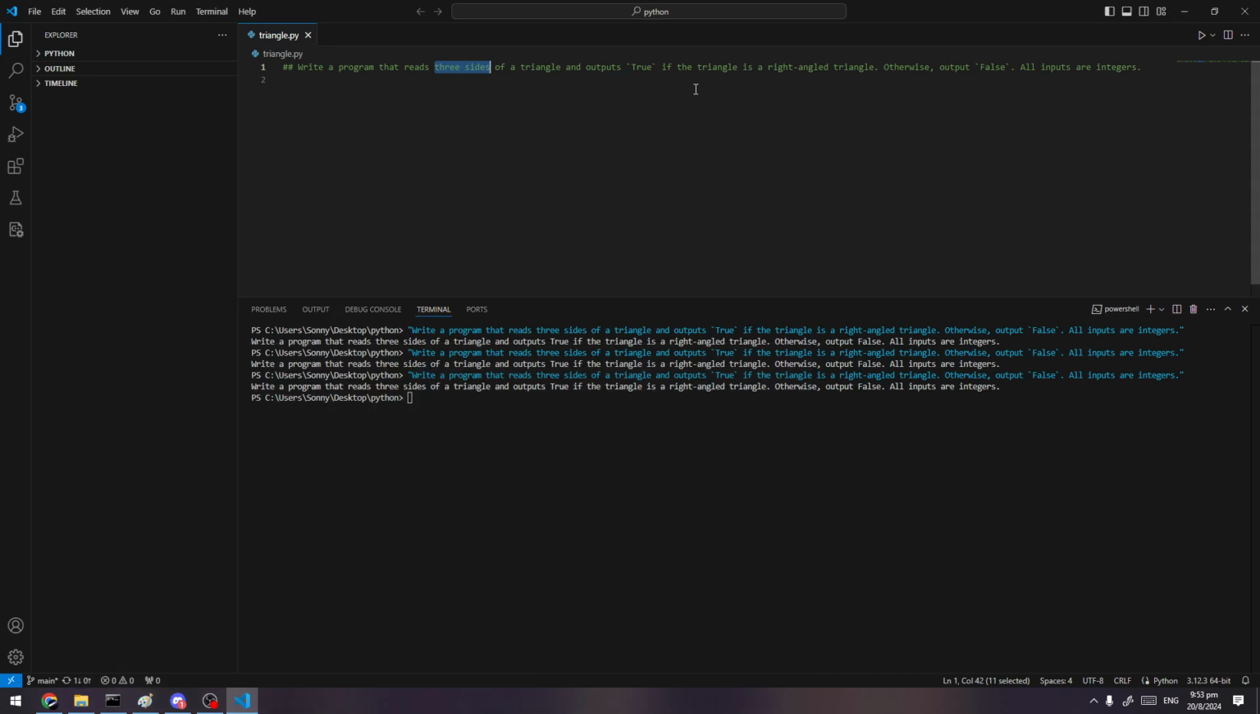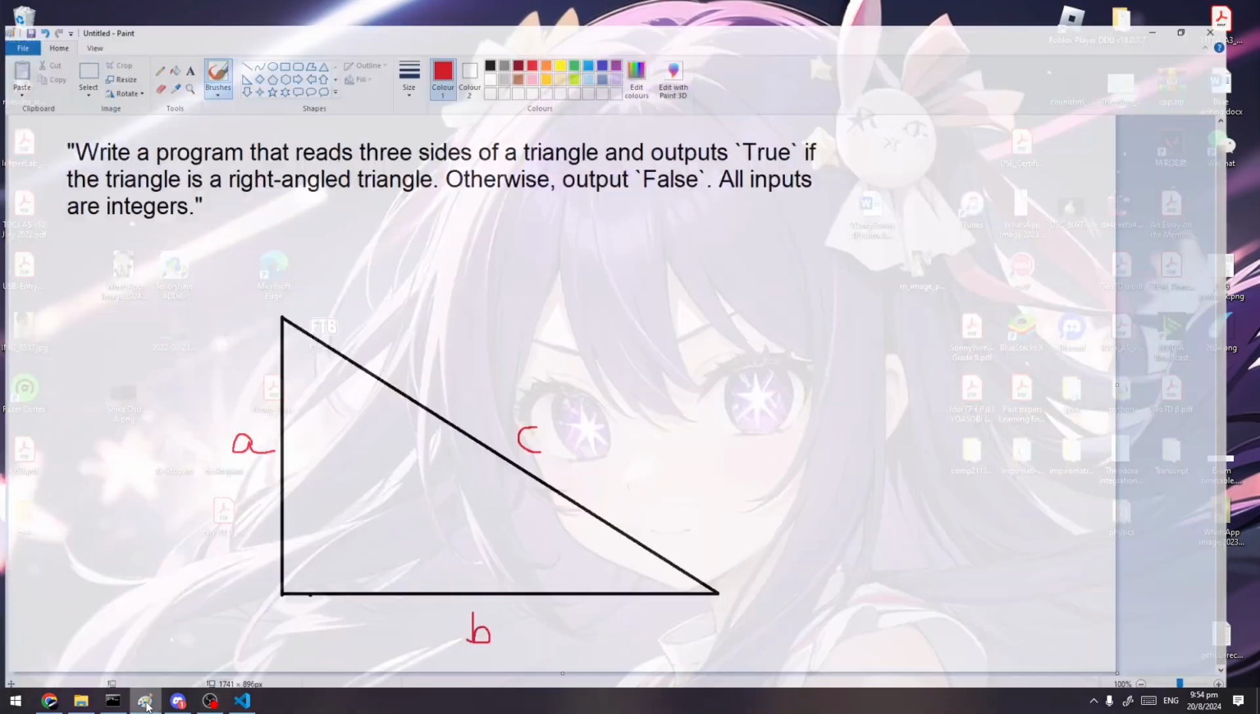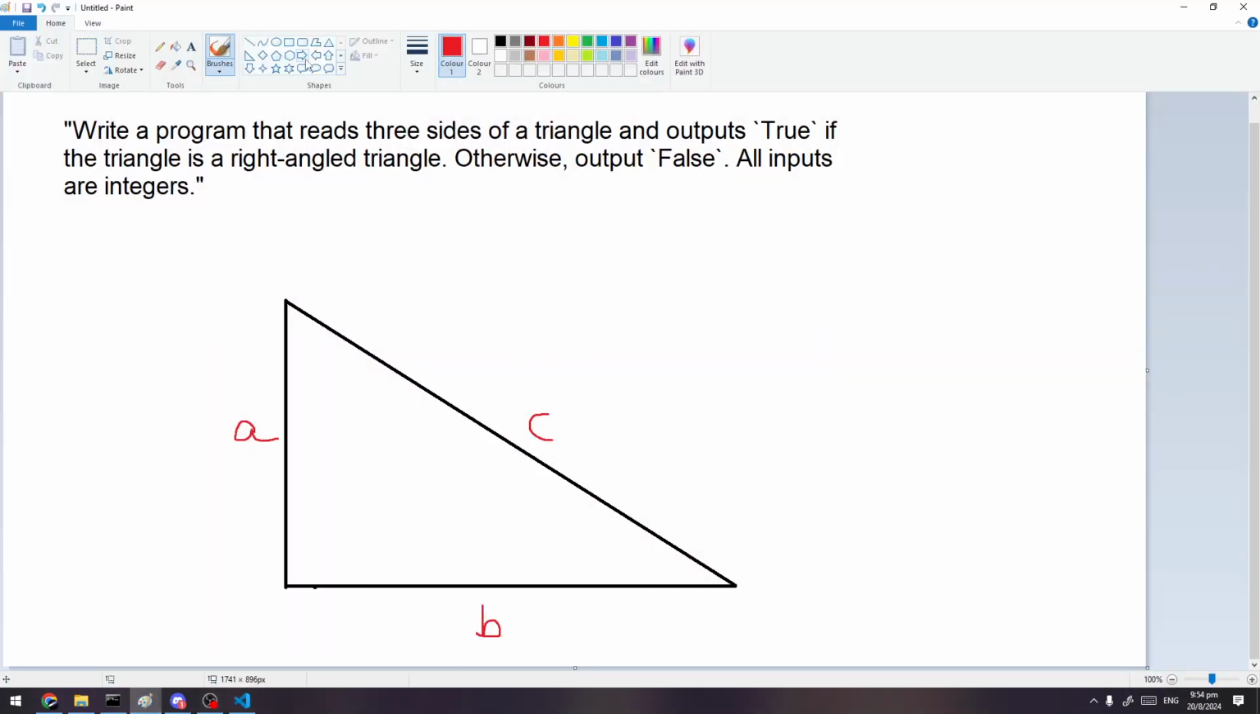So what should we distinguish? Output true if it's a right angle triangle, output false if it's not. As an HKU engineering student, I believe everyone understands how to do this in a mathematical way. That is a square plus b square equals c square. I think everybody agrees about this. If you get this, this is a right angle triangle.